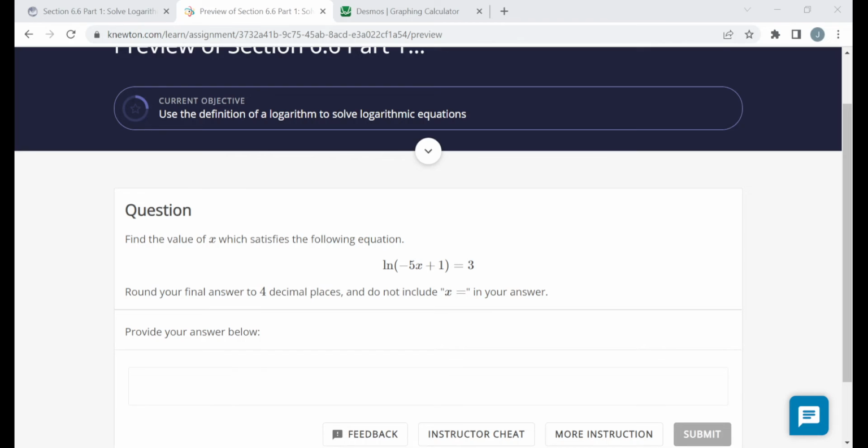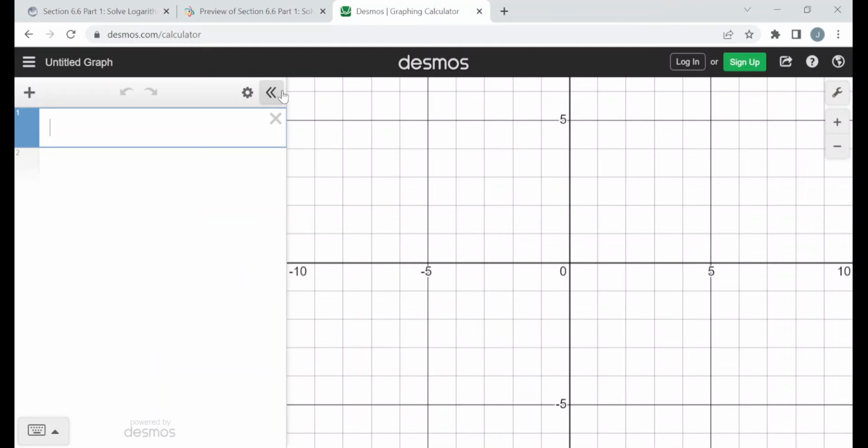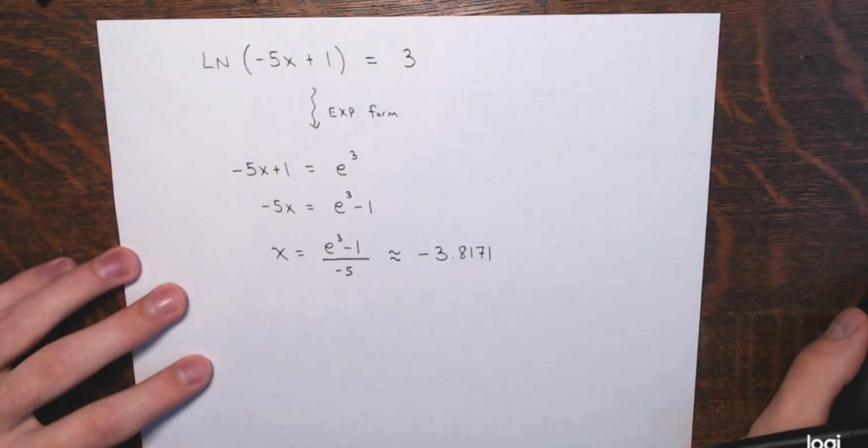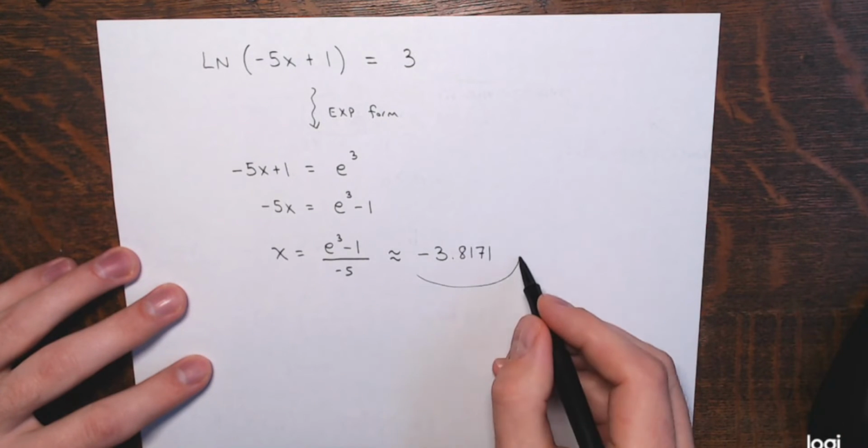Now the calculator I'm going to use is a free online calculator at desmos.com, and just calculate it off to the side here. We have e to the 3rd power minus 1. Notice I put that in parentheses, because it's all in the numerator, divided by negative 5. And rounding that to 4 decimal places is negative 3.8171. So this here, this is what they want.